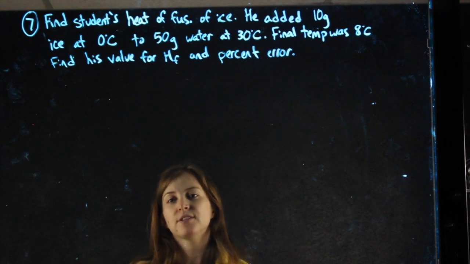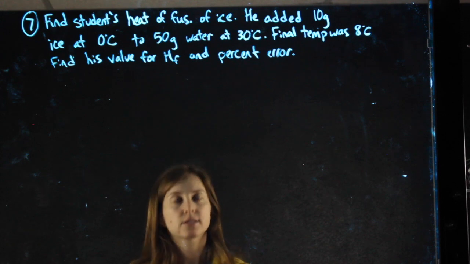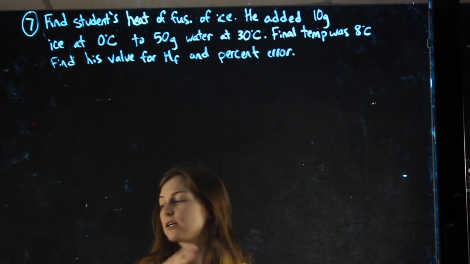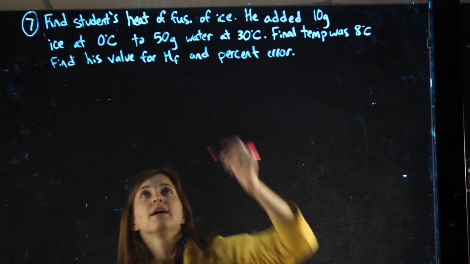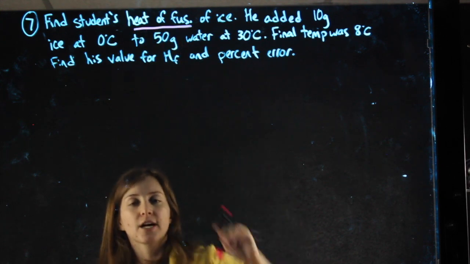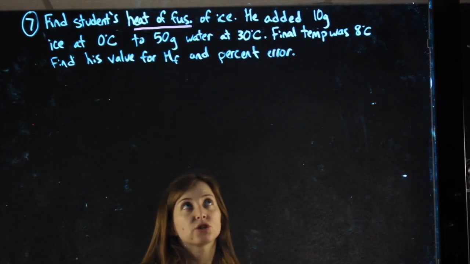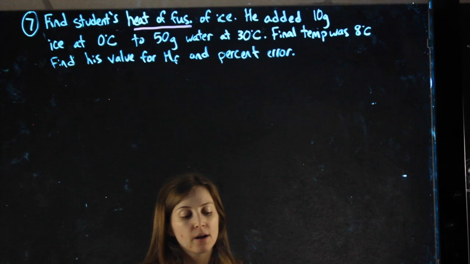Okay, so for this problem, we're given a student's data, and that student is trying to find the heat of fusion of ice. We'll find what the student should calculate from that data and then compare it to the actual value. Heat of fusion, we're talking about HF. For water, the value should be 334. This student is not going to get 334, but that's okay.